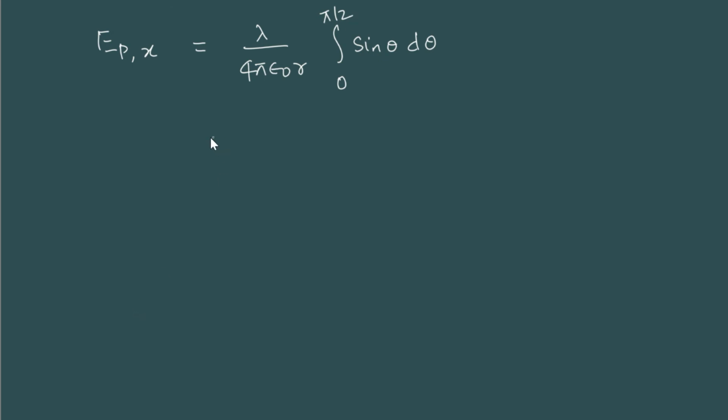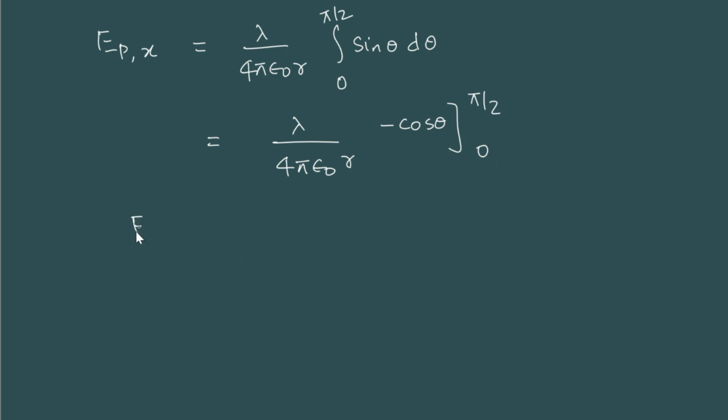So then what do we have? I have lambda by 4 pi epsilon naught r. The integral of sine theta is minus cos theta, and then we substitute limits pi by 2 to 0. If I substitute pi by 2, I'll get 0, and if I substitute 0, I'll get 1, but I need to subtract.